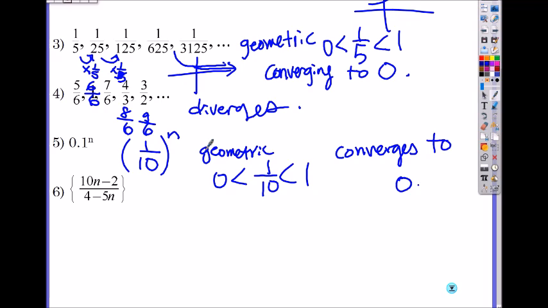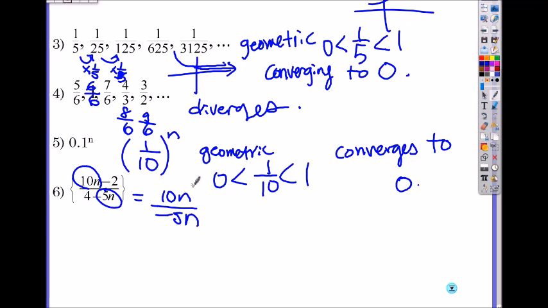What about this one right here? This one, you approach the same as a horizontal asymptote. How do you find the horizontal asymptote? You have to look at the leading terms, right? Why? If you have infinity, like 10,000, would -2 really affect the number? Would +4 really affect the number? No, so you have to just look at the leading term, which is 10n over -5n.